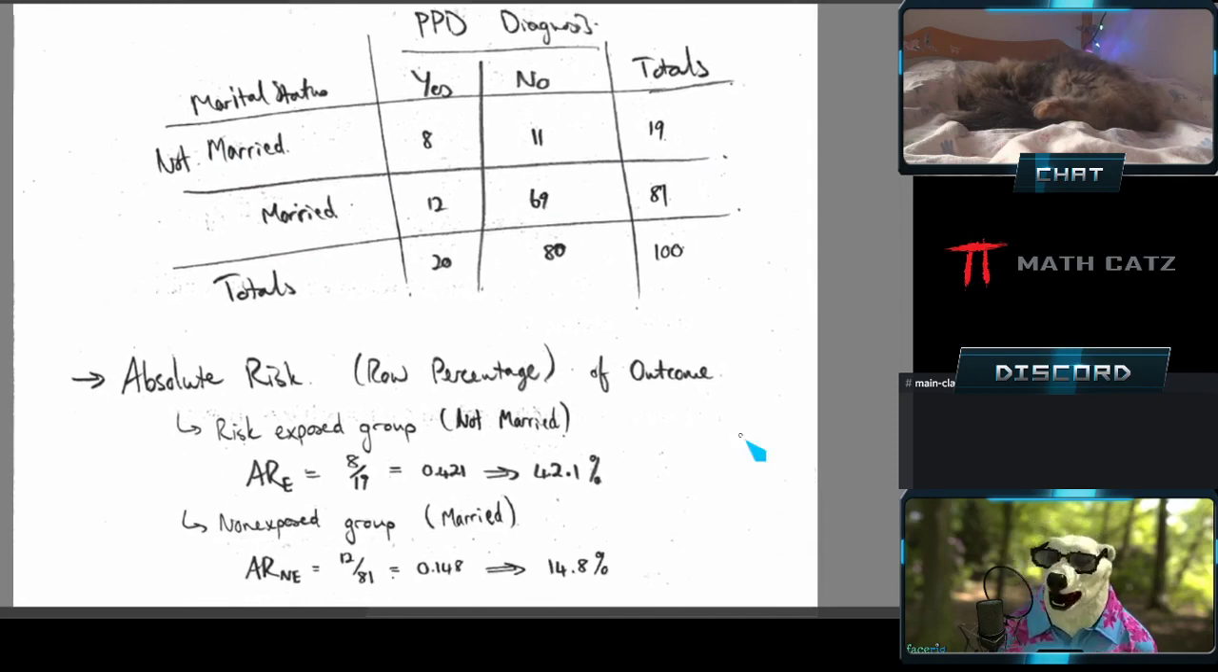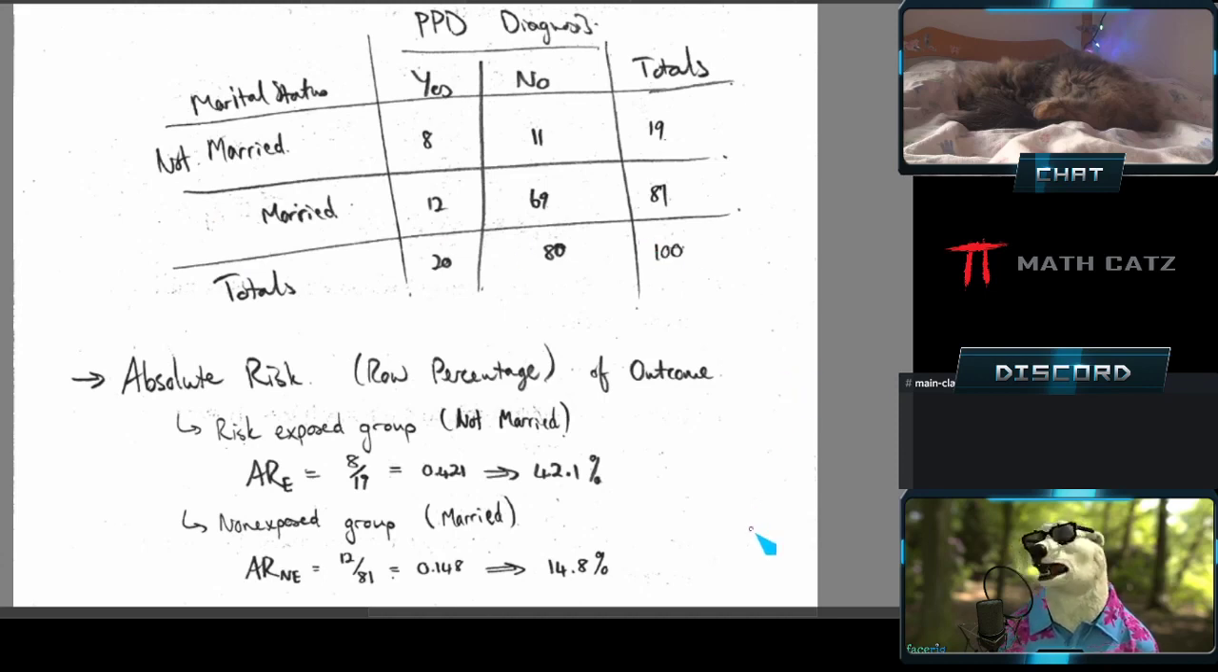the non-exposed group. So the absolute risk of postpartum depression in the married group is, of course, 12 out of 81, and that gets me 14.8%. Now, clearly, assuming we can safely take these percentages as accurate estimates for the underlying probabilities, which we always will do, it's much more likely to get postpartum depression being not married versus being married.